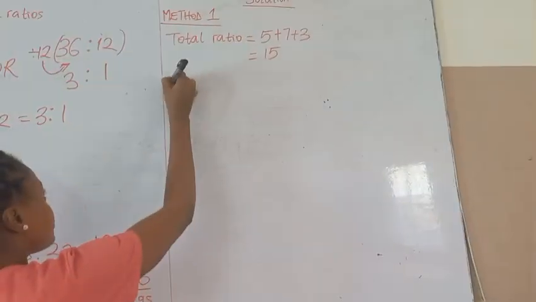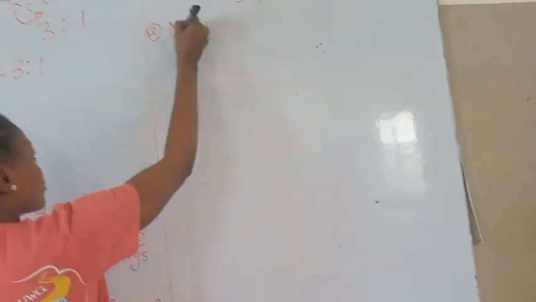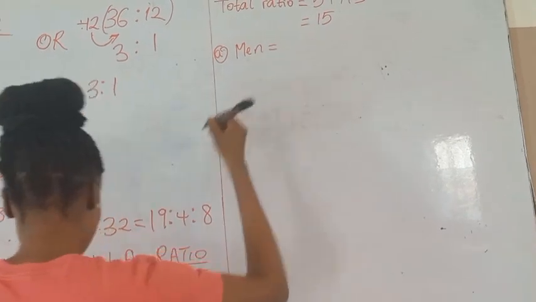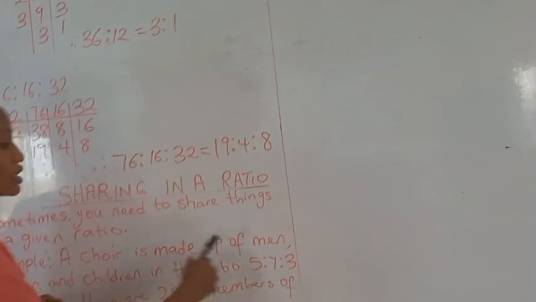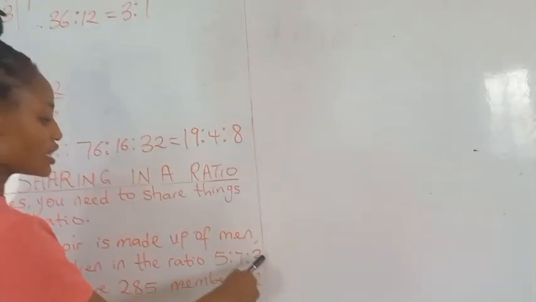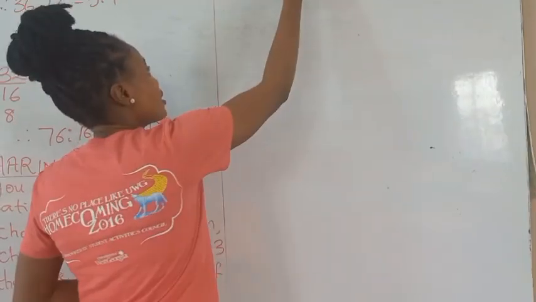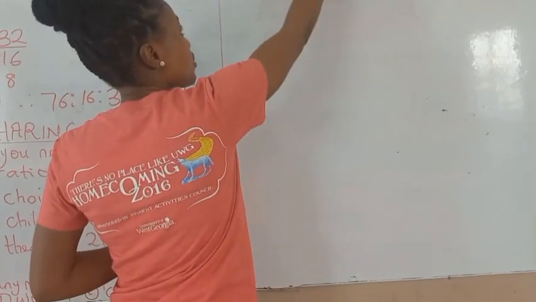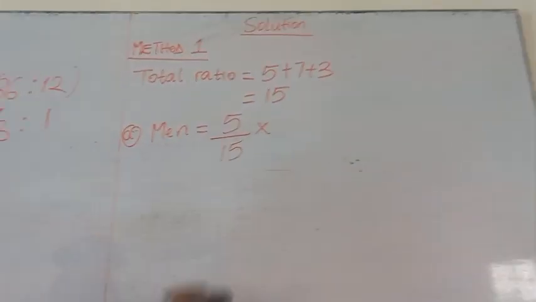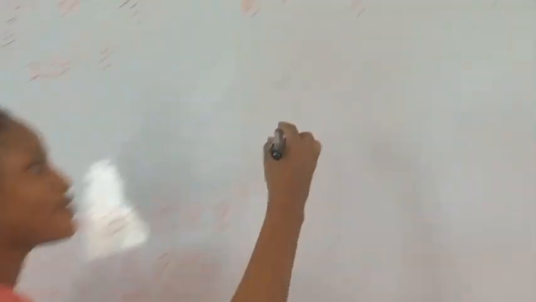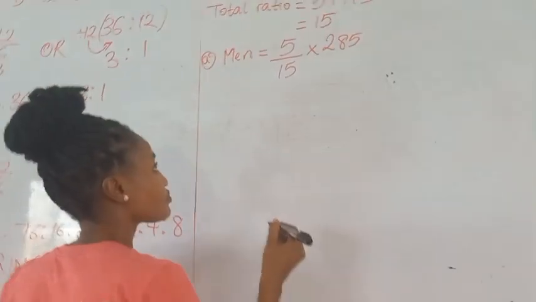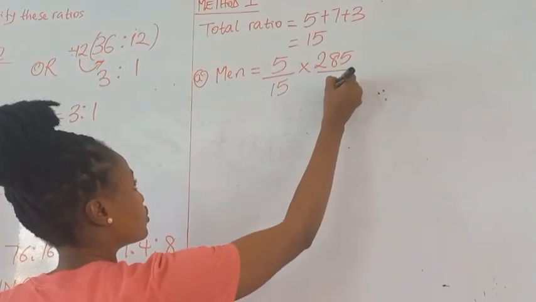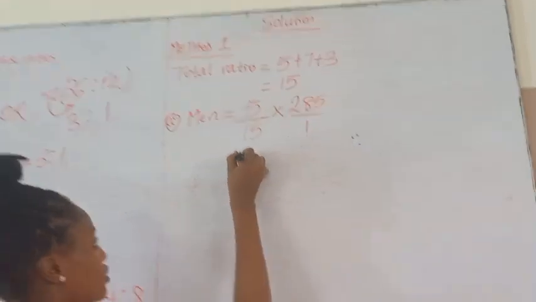Now that we have the total ratio, we can solve for men. Looking at the question, it says men, women, and children. That means this is men, women, and children. For men, we have 5. That is 5 over total ratio 15 multiplied by the number you are given, 285 choir members. 285 over 1. And this will give you the value for men.